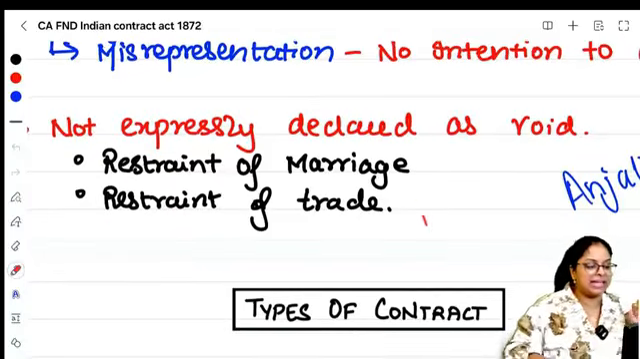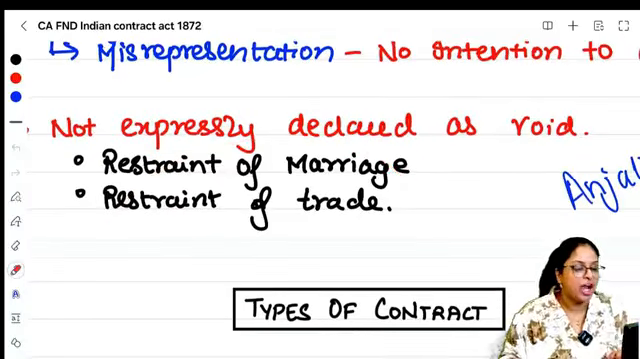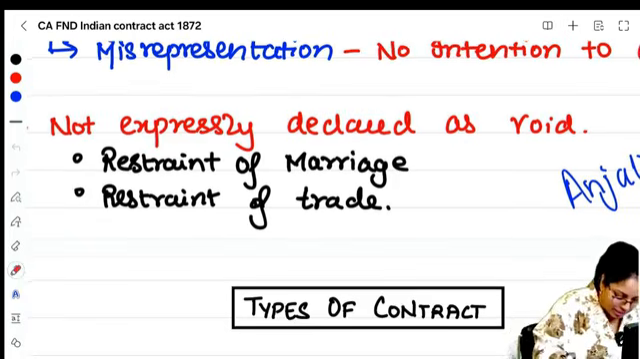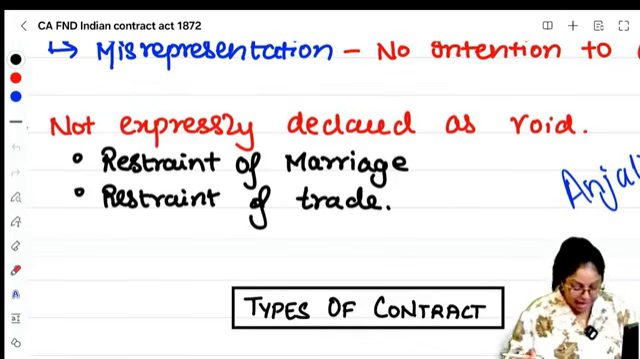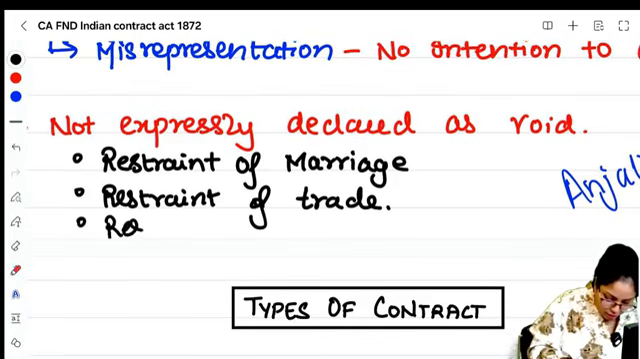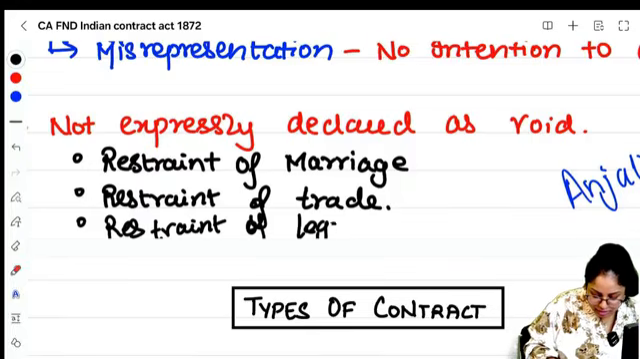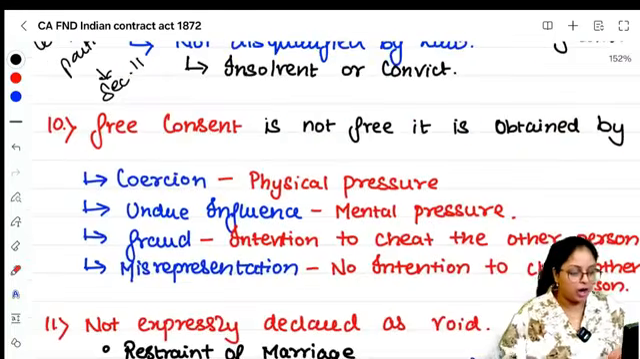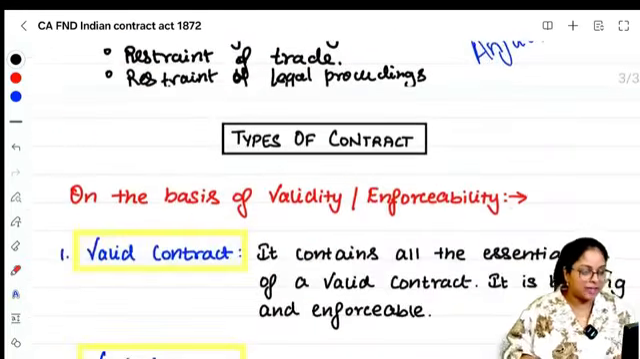Excellent. Next is the last point in essentials: your contract should not be expressly declared as void. Which contracts are expressly declared as void? Restraint of trade, restraint of marriage. There is one more, which is restraint of legal proceedings. You cannot stop somebody from going to the court. Is it absolutely clear? Up to here we completed.